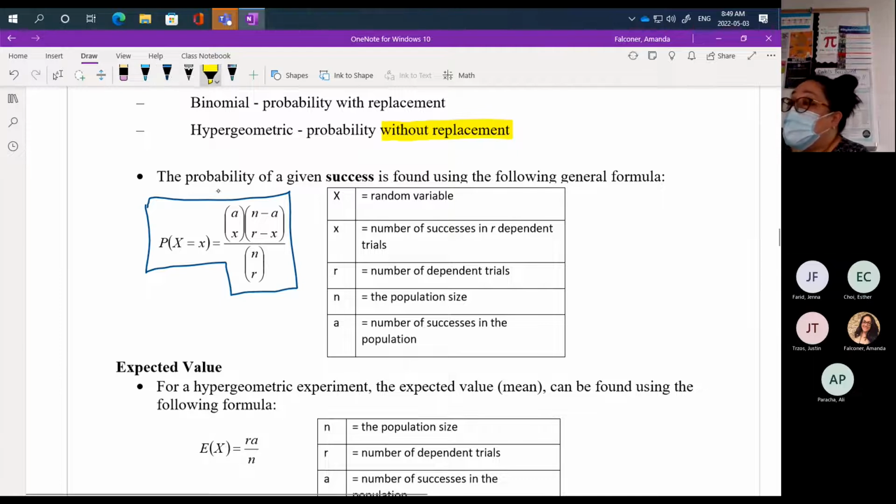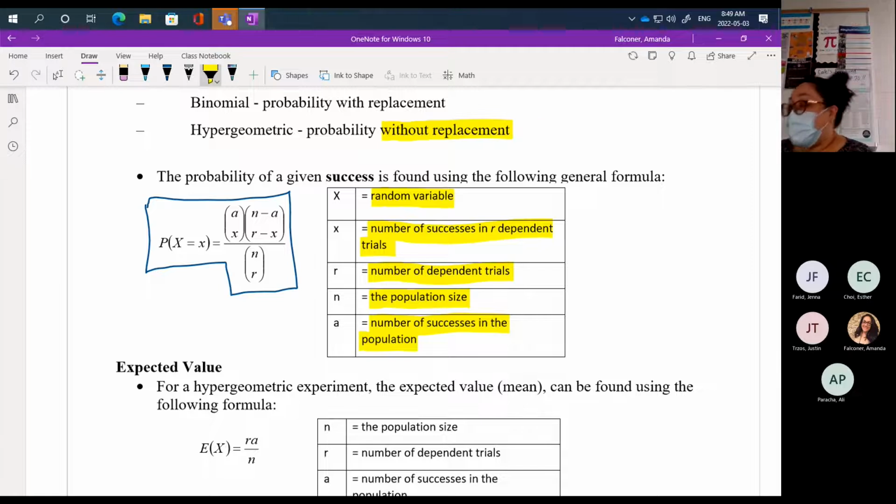So when it comes to this formula, capital X still represents random variable. The little x here still represents the number of successes in the dependent trials. So it's what we're actually wanting random variable X to take on. How many successes do we want to happen? Little r represents the number of dependent trials. N represents the population size. And A represents the number of successes in the population.